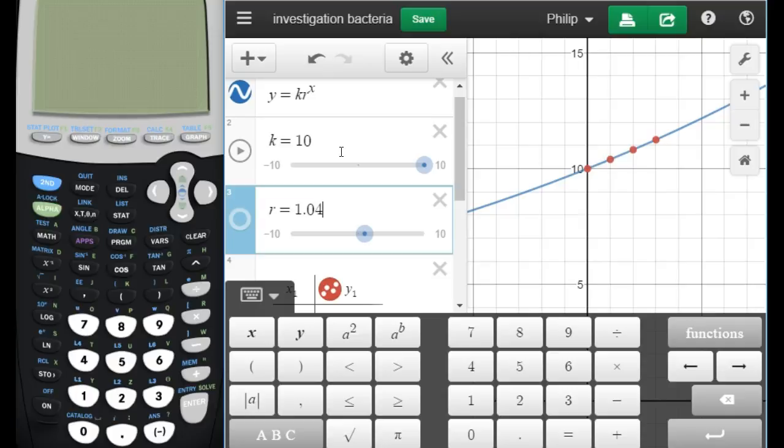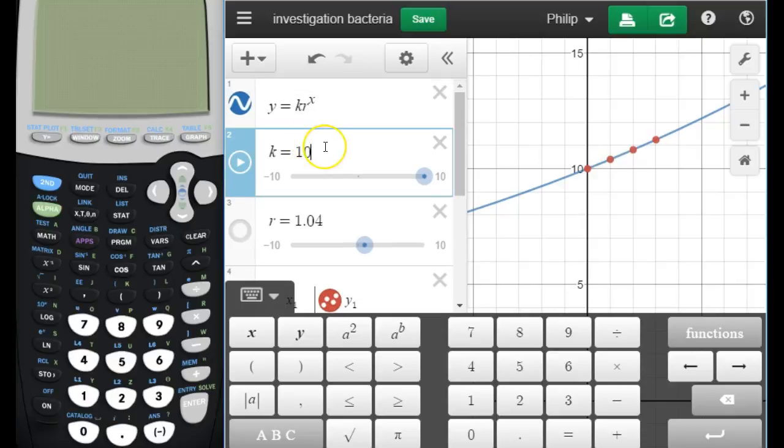Okay, how can you make the starting amount of bacteria larger or smaller? Oh, well, all we need to do is make k bigger, right? We could do k equals 11, and that will be a larger amount. Okay, we could do k equals 9, it would be a smaller amount. Okay, so we just adjust k.